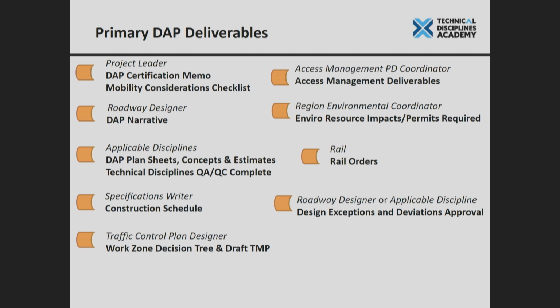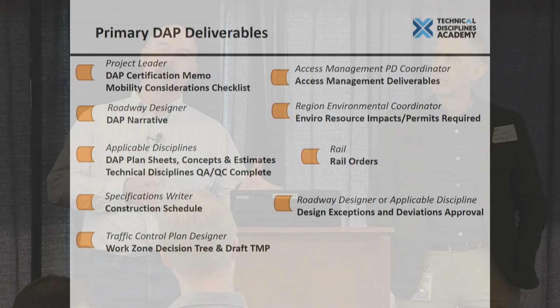The REC, the Region Environmental Coordinator, is going to have either their categorical exclusion in place, or, if they're working a programmatic categorical exclusion, in place, or they're going to be working towards the CE and have a real good understanding of what regulatory issues or permitting issues they need to work through in order to get to DAP. If you happen to have any rail orders, does everybody know what rail orders are?